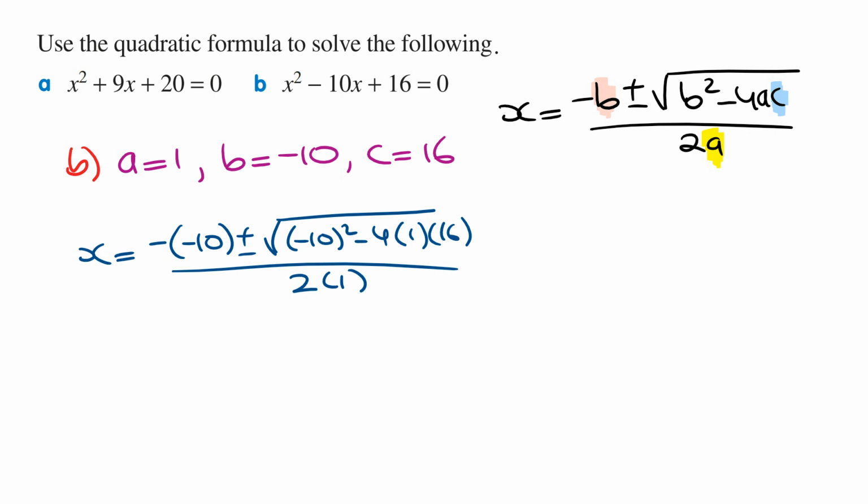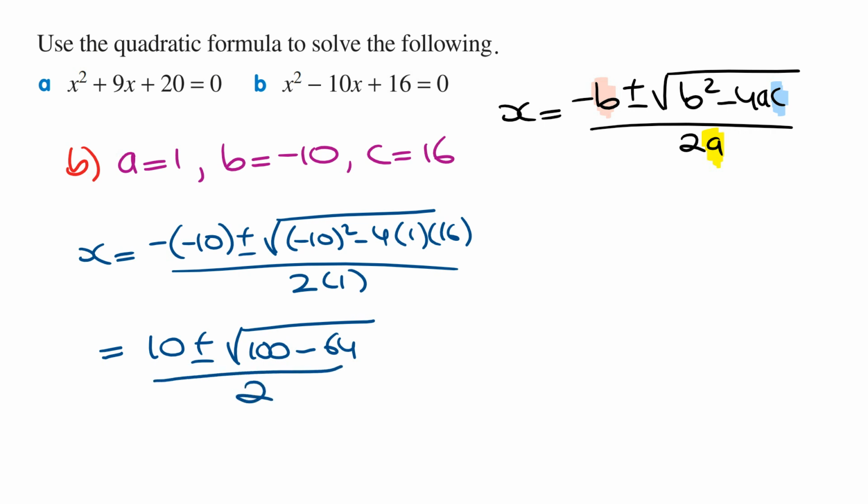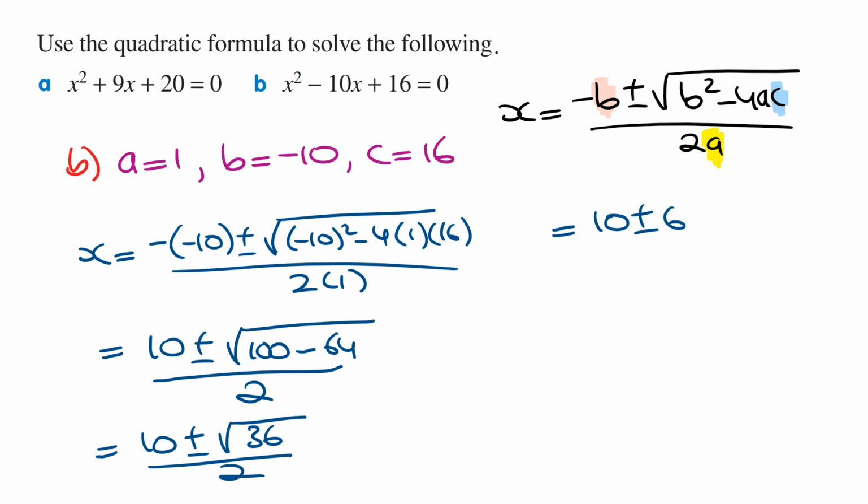The two negatives are going to become positive, and so this is going to become 10, and then plus or minus the square root of minus 10 squared is 100, and then minus 4 times 16 is equal to 64, and then divide by 2. And so this is going to be 10 plus or minus the square root of 100 minus 64 is 36, and then divide by 2. The square root of 36 is 6, and so this is going to become 10 plus or minus 6 divided by 2.